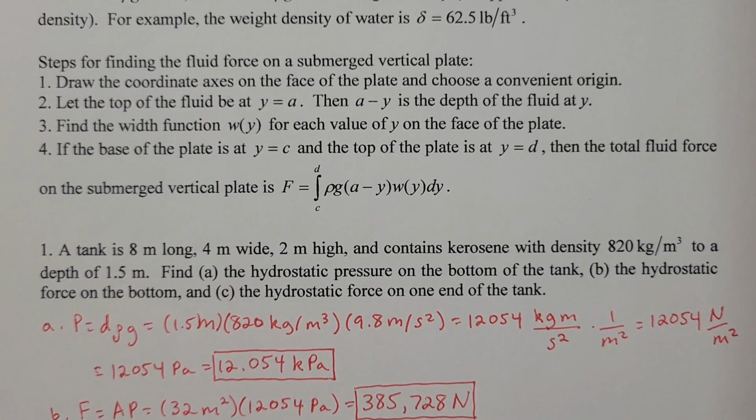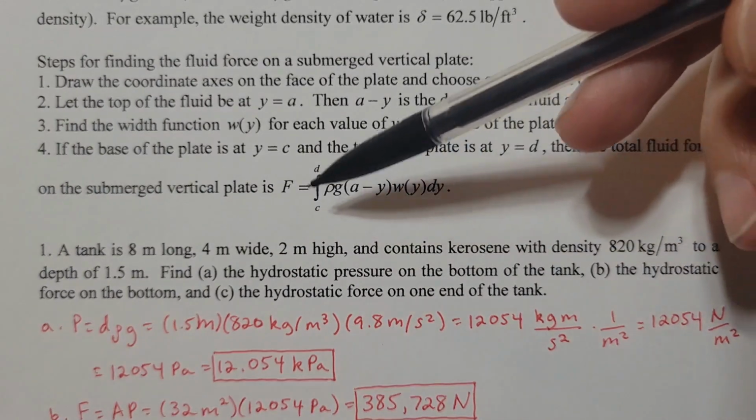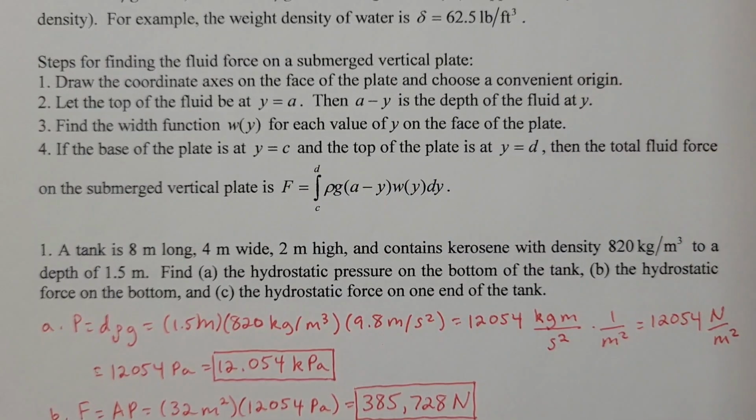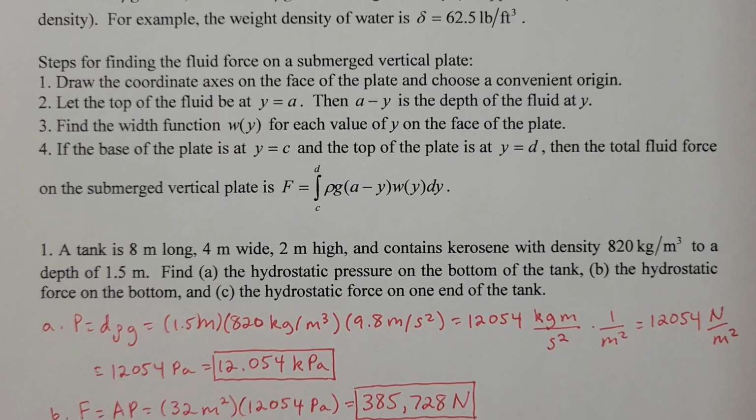If the base of the plate is at y equals c and the top of the plate is at y equals d, then for when the plate is submerged, the total fluid force on the submerged vertical plate is given by this integral. This is the formula that you're going to use in about half of these problems in section 8.3. Usually the material in 8.3 is split up into two sections, but your book has it all in one, so this is going to take some time to go through. Again, this integral is the one to know for the fluid force problems in this section.